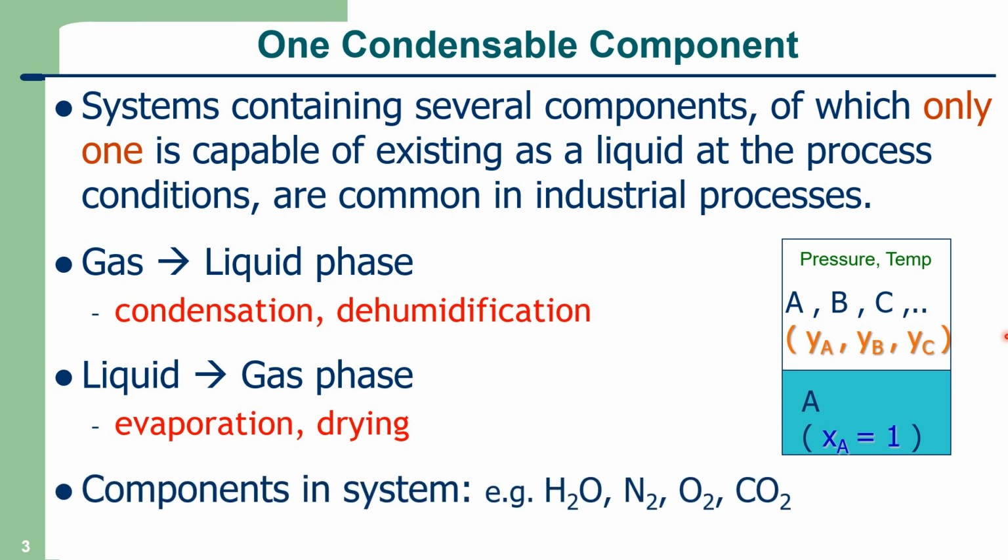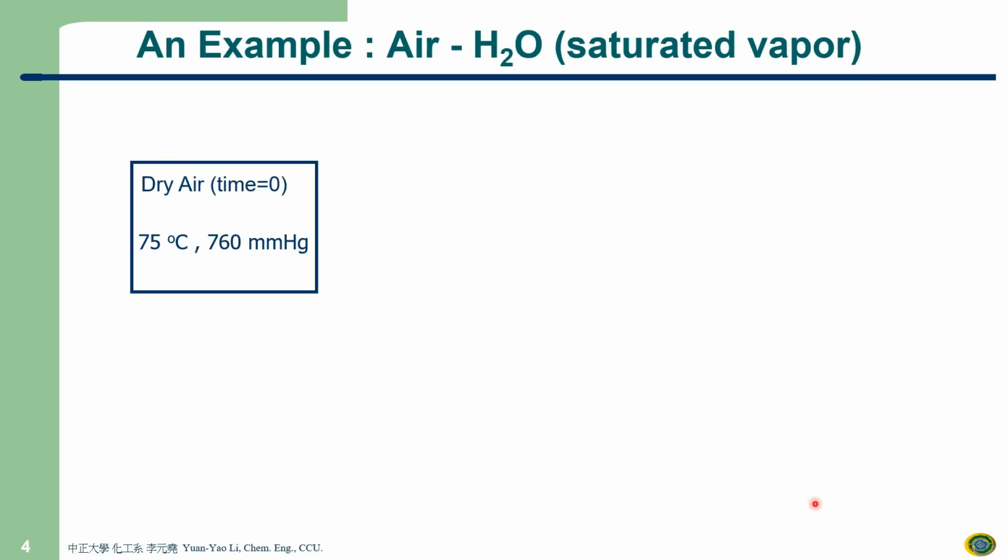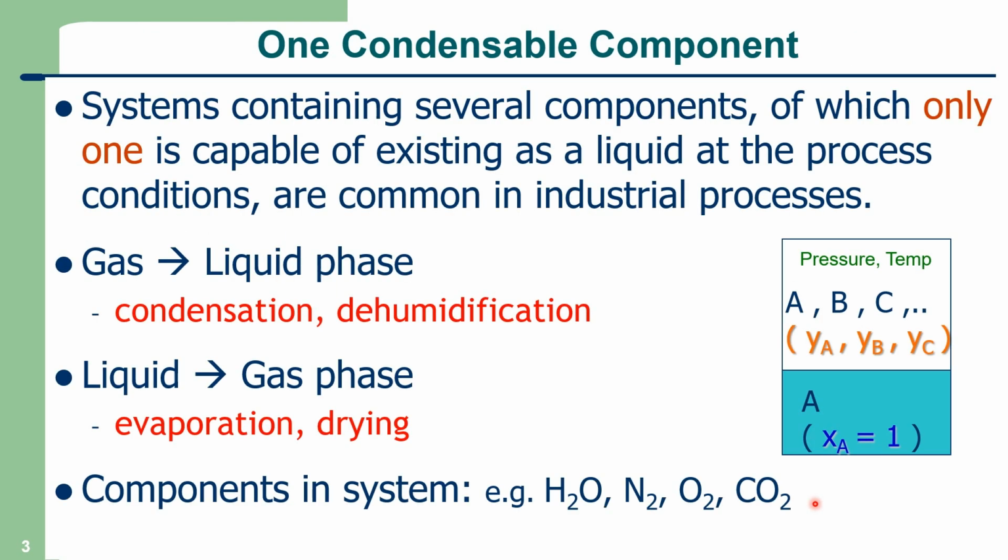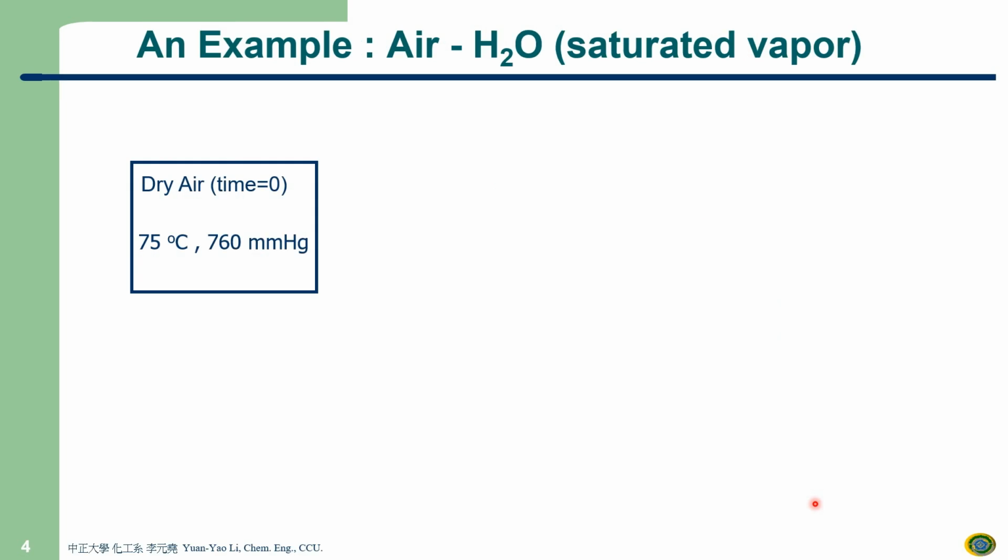Right, so here I use an example for you to have a better understanding. The components in the system can be water, nitrogen, oxygen, and carbon dioxide. For example, there are 4 types of substance. However, only one can be condensed. Let's have a scenario, which is air and H2O as an example.